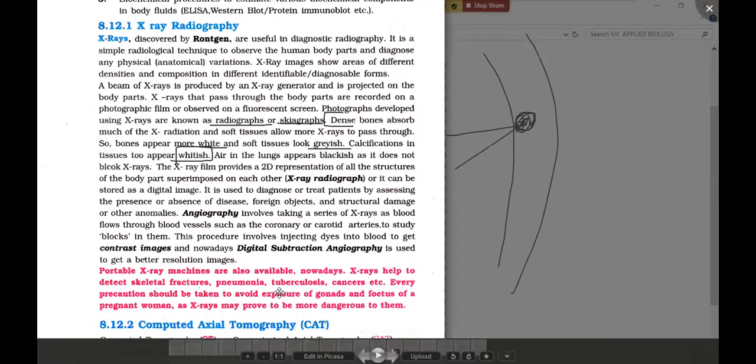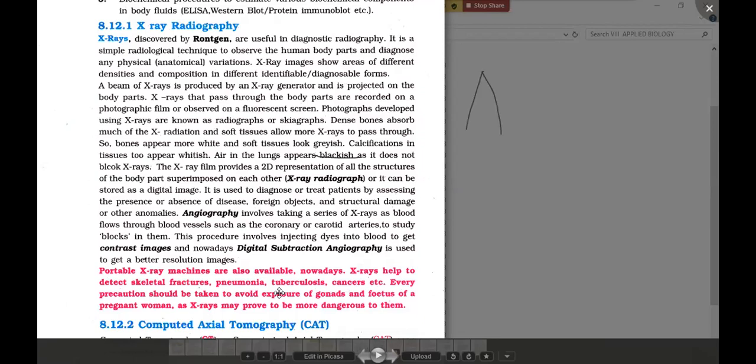Air in the lungs appears blackish. Why? Because those are airways, and the X-rays pass through completely, as air does not block X-rays. The X-ray film provides a 2D representation of all the structures of the body part superimposed on each other. That is the X-ray radiograph, or it can be stored as a digital image. It is used to diagnose or treat patients by assessing the presence or absence of disease. Foreign objects and structural damage are other anomalies.